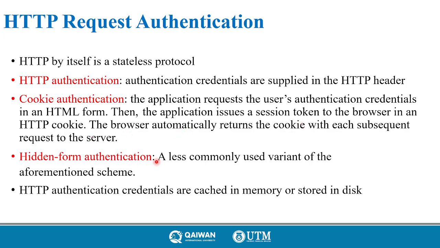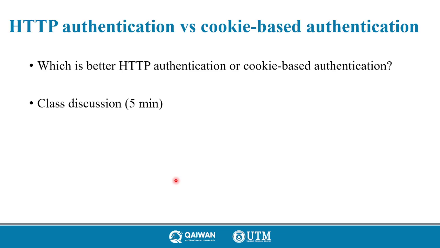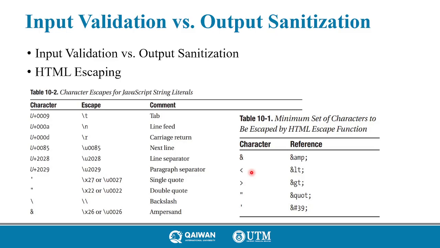Hidden form authentication is a less commonly used variant of the aforementioned schemes. HTTP authentication credentials are cached in memory or stored on disk. HTTP authentication versus cookie-based authentication: which is better? It would be a discussion for you, Miss. And if you do understand the difference and which one is better, we can discuss it again.